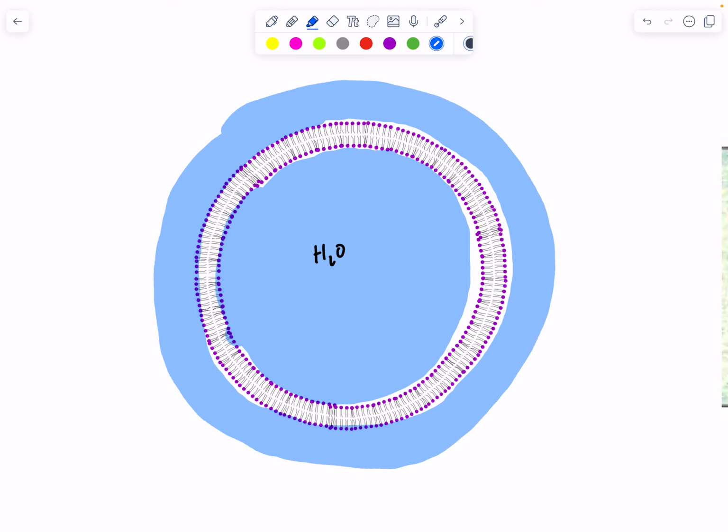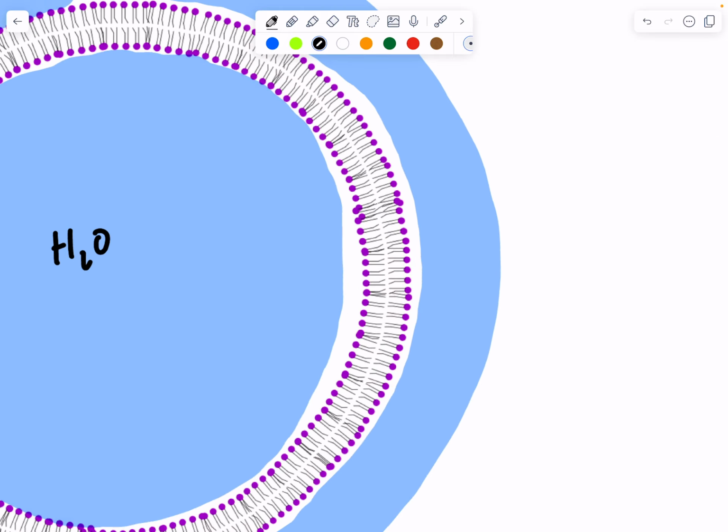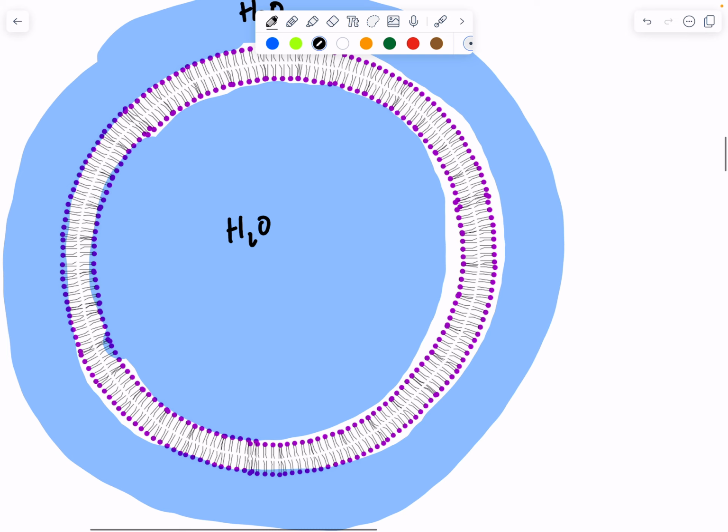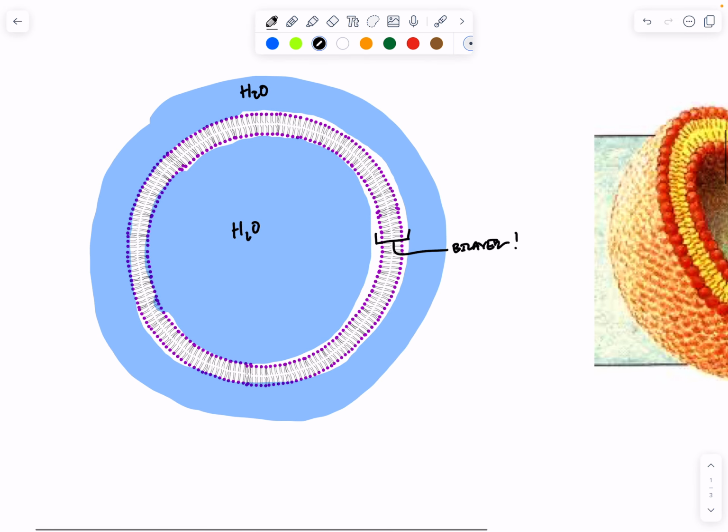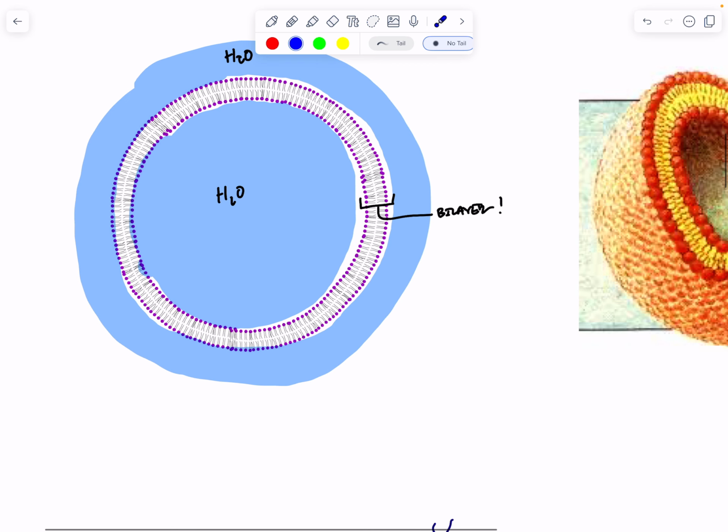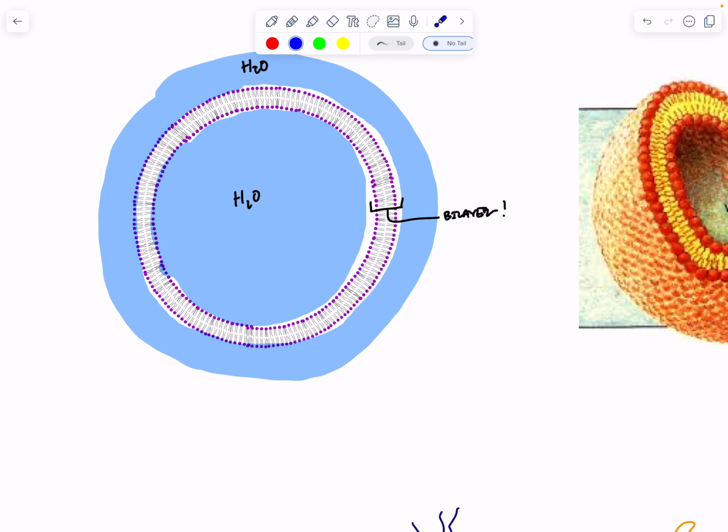So we have water inside and outside, and then we have our lipid, our phospholipid bilayer, creating our cell. And like I said before, this just happens spontaneously. If you just throw a bunch of phospholipids into water, they will spontaneously form a bilayer that kind of looks like a little bubble in the water.